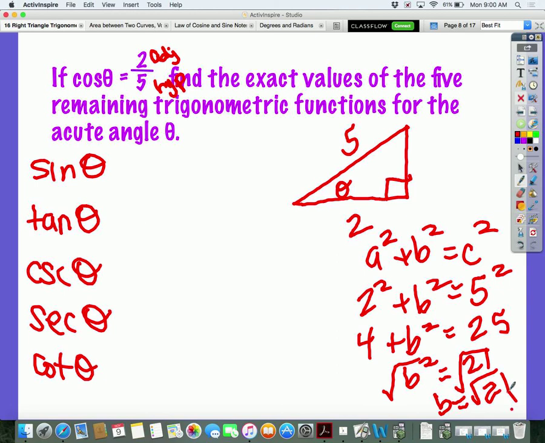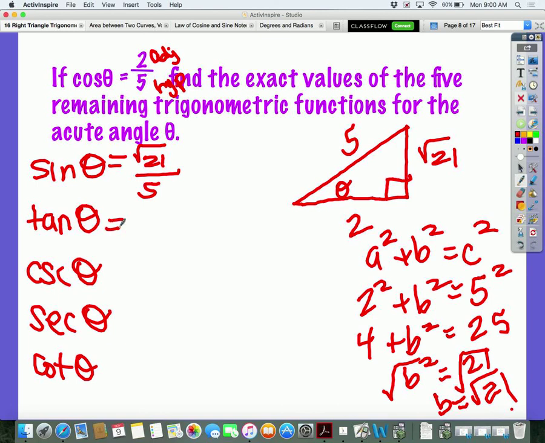Okay? Now, does the square root of 21 simplify down to anything nicer? No, because you just have 3 times 7. So my opposite side is the square root of 21. And that's what I use to find my remaining 5 trig functions. Does everybody understand that? So sine is what over what? Opposite over hypotenuse. And I'll leave it just like that. So I can't simplify the square root of 21 over 5. I got a radical at the top and a regular number at the bottom.